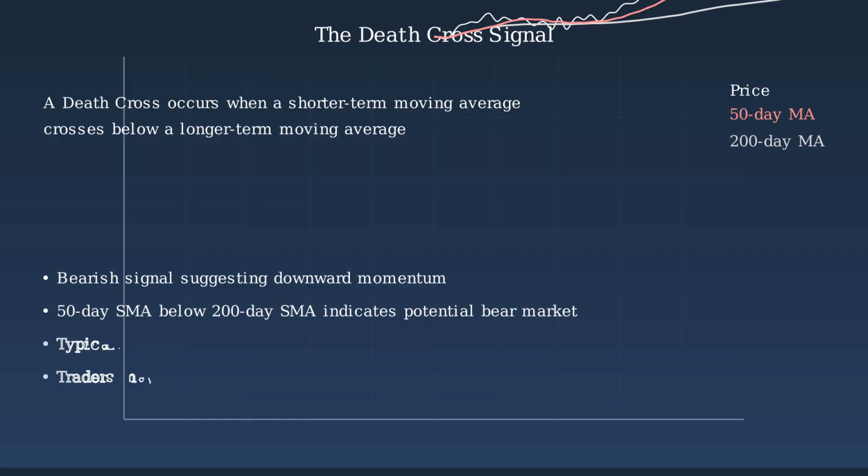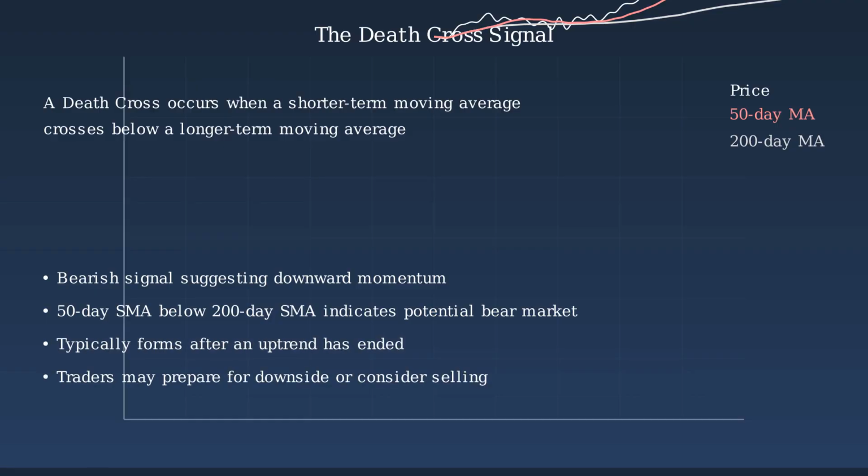This pattern typically forms after an uptrend has ended. When traders see a death cross, they may prepare for potential downside or consider selling positions.